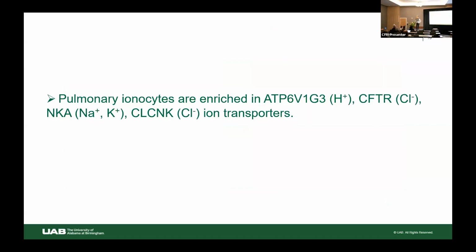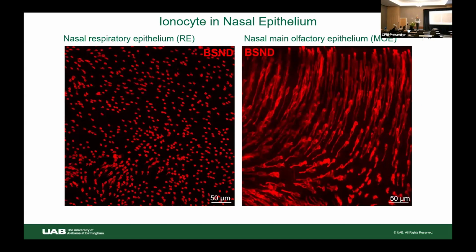So pulmonary ionocytes are enriched in ion transporters like ATP6V1G3, which is a proton pump, and CFTR, NKA, and CLCNK, those transporters. So next, we were more curious about how ionocytes are located along the respiratory tract. So we looked into the very proximal end of the respiratory system, into the nasal cavity. We checked two places here. One is the nasal respiratory epithelium, and the other is the nasal olfactory epithelium.